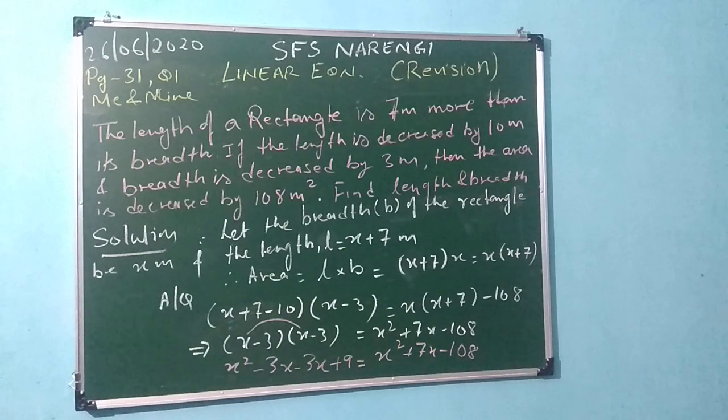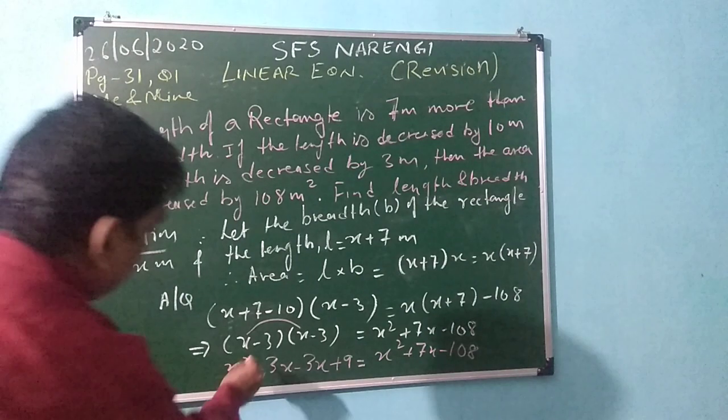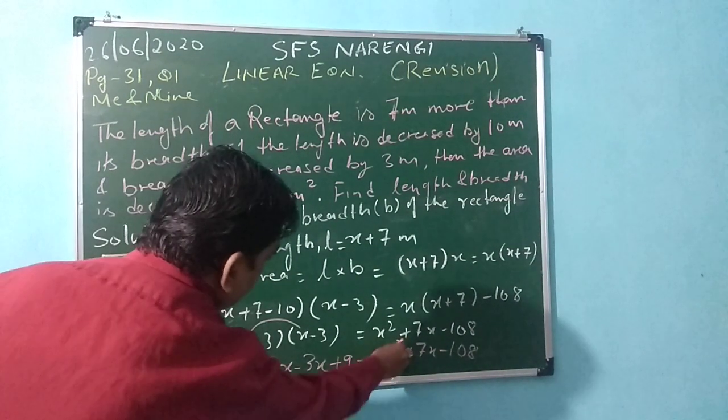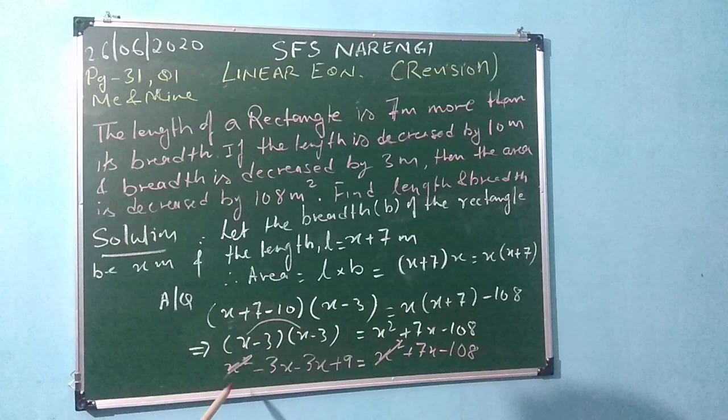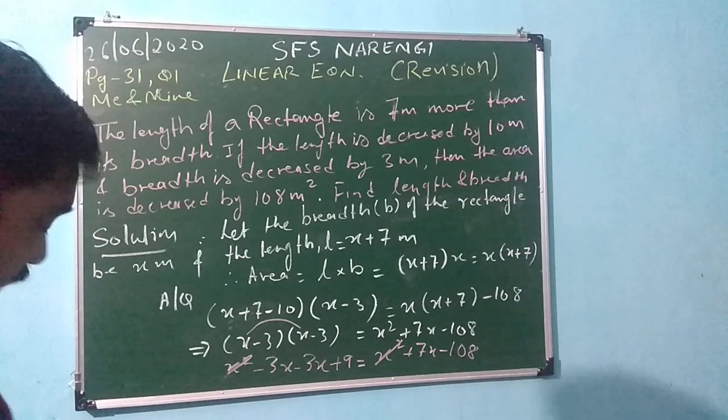Once again, my dear students, x into x is x square. This x will multiply with both these terms. X into x, x square. X into minus 3 is minus 3x. Again, minus 3 into x is minus 3x. Minus 3 into minus 3 is plus 9. Correct? Now see here. This x square and this x square will get cancelled, because if this x square goes this side, it will become minus x square. So x square minus x square is cancelled.